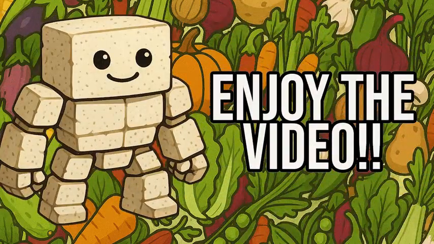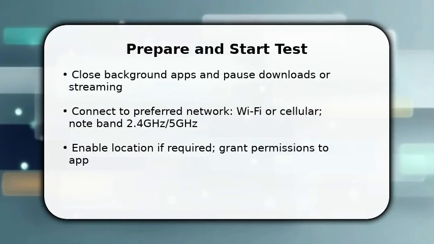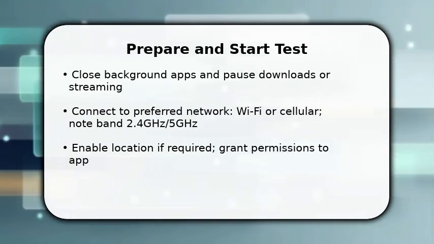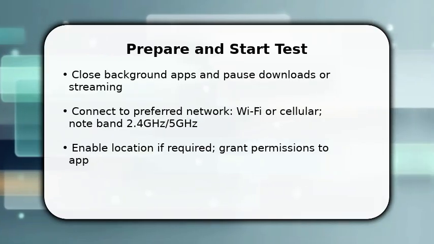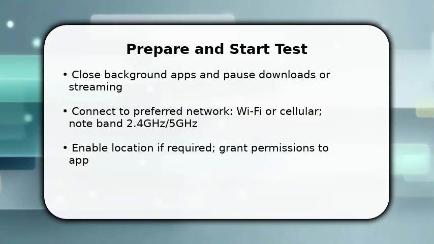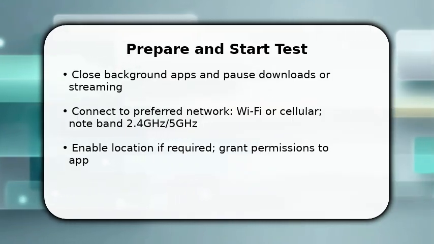Please enjoy the video. You begin by preparing the device and app. Close heavy apps, pause uploads, and switch to the network you want to measure. Make sure the speed test app has permission to access location and network info, then open it. Once done, select the closest server in the app. This reduces latency and gives a more accurate measure.